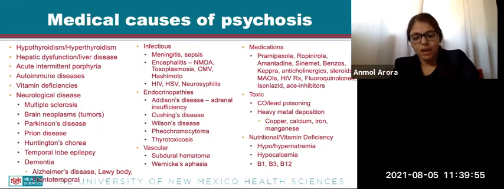Lots of toxic issues in the body, such as copper and iron, too much of them getting deposited in the body, lead poisoning, carbon monoxide poisoning, vitamin deficiencies, specifically considering B1, B3, B12 in individuals who are elderly. I'll chat a bit more about that shortly.